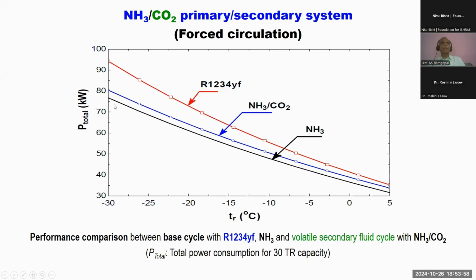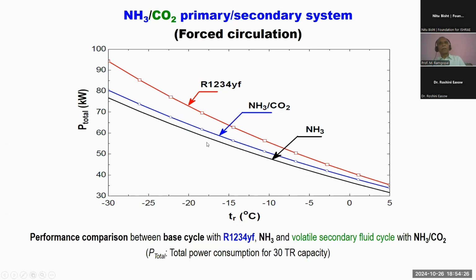Okay, so you can see that the power consumption of ammonia is much smaller over the entire temperature range in comparison to R1234yf. So this is a big advantage, as I already mentioned, with ammonia. It's very efficient. But now instead of using ammonia directly, if I'm introducing the secondary loop with carbon dioxide as a loop fluid, you can see that there is a small penalty in terms of higher power consumption. This power consumption is because of the pump, right?